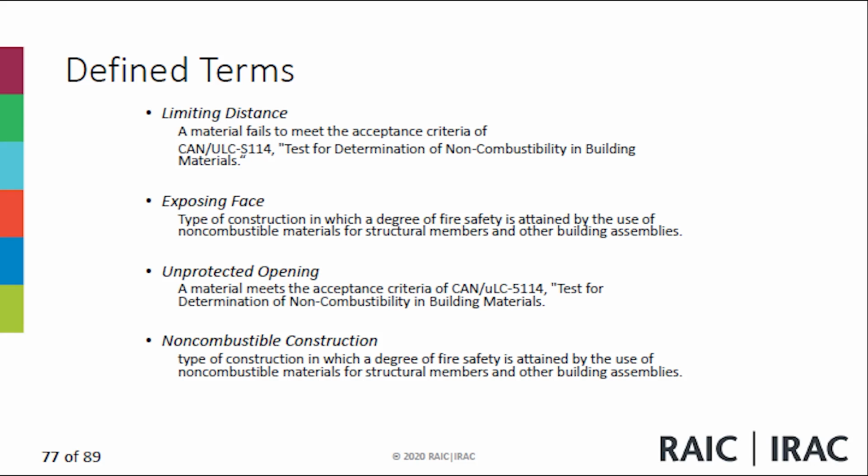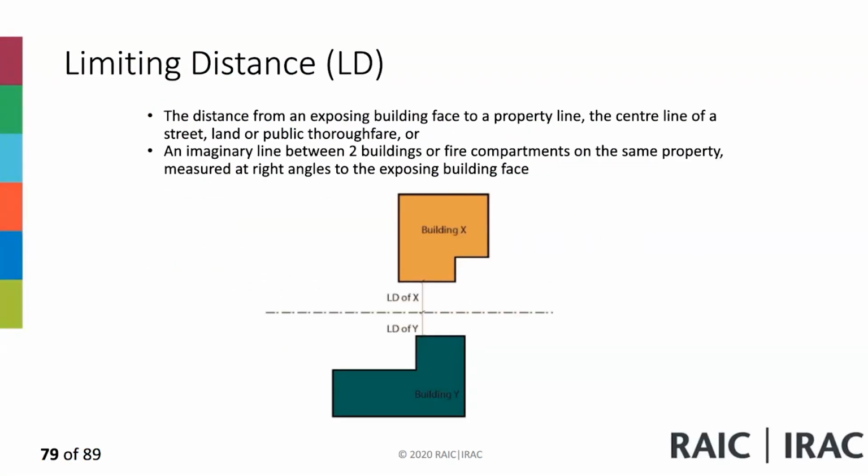The width of the street is important in this case. So the limiting distance is the distance from an exposing building face to a property line, the center line of a street, lane, or public thoroughfare. Or if we have multiple buildings on the same property, we can do a limiting distance to an imaginary line that we set between the two, and we measure from the exposing building face at right angles to it. And those are the different options for setting the limiting distance and where we measure it. Is that clear? Any questions?